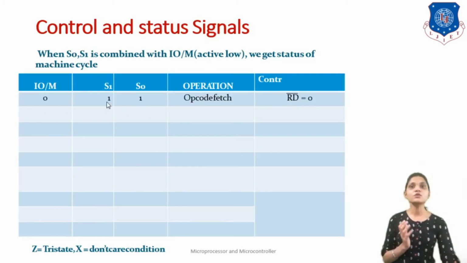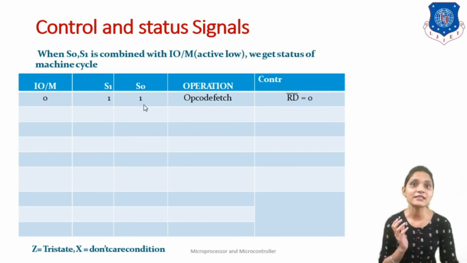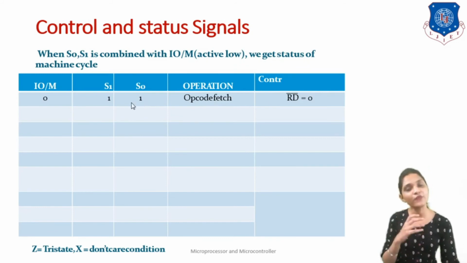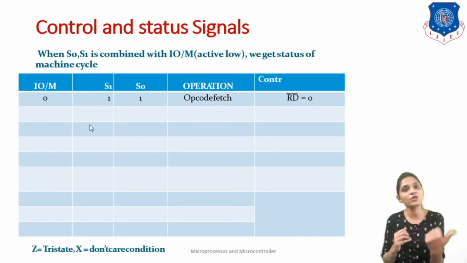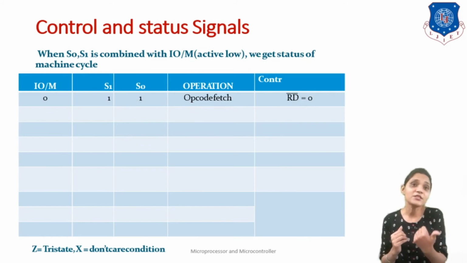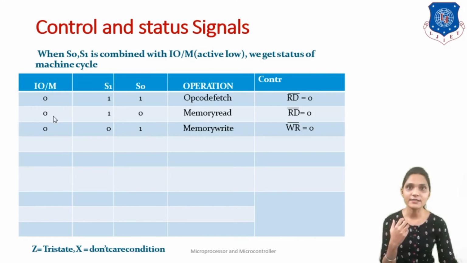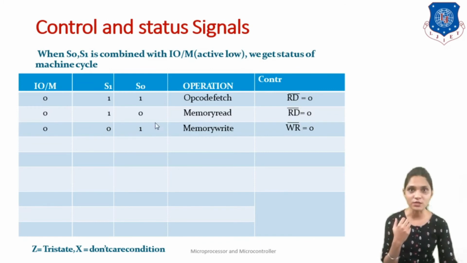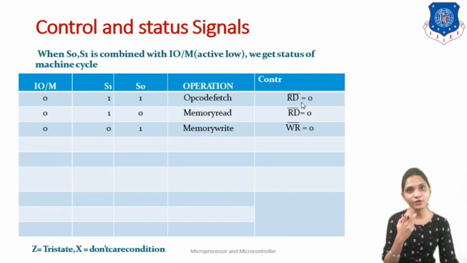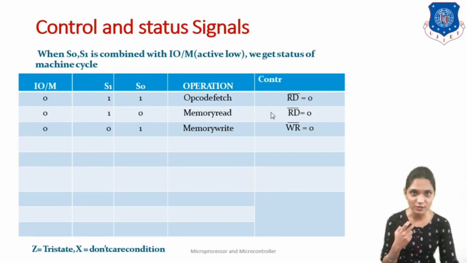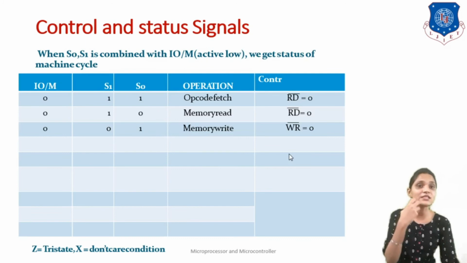So if it is 0 1 1, that means this task is of opcode fetch, and it is for fetching the opcode, that you have already stored inside the memory. That means you have to read the data. So for that task you will require the RD bar as a 0, that is your read signal. If IO comma M bar is 0 and S1 and S0 is 1 0, that means memory read operation, and for that also you will require the RD bar 0. And if it is 0 1, that means memory write operation, and for that you will require the WR bar 0. That means you will require a control signal for write, and a control signal for read.